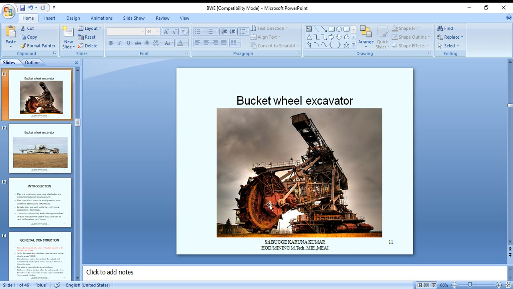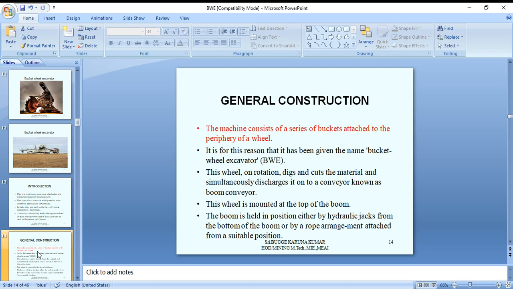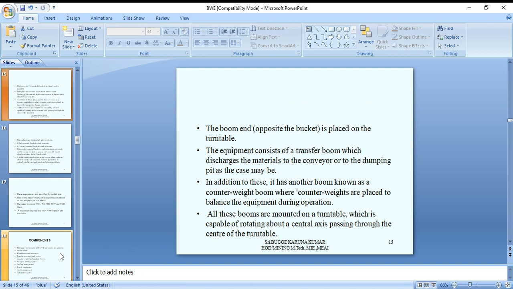The wheel is attached at the end of the boom. If the boom height is increased by applying this function, it will automatically rise from the lower level to a higher level. That is clearly mentioned here. The wheel is mounted at the top of the boom. The boom is held in position either by hydraulic jacks from the bottom of the boom or by a rope arrangement attached from a suitable position. So this is the general structure of the bucket wheel excavator.